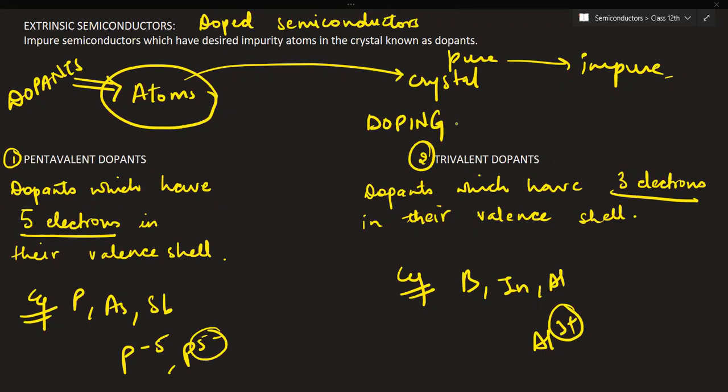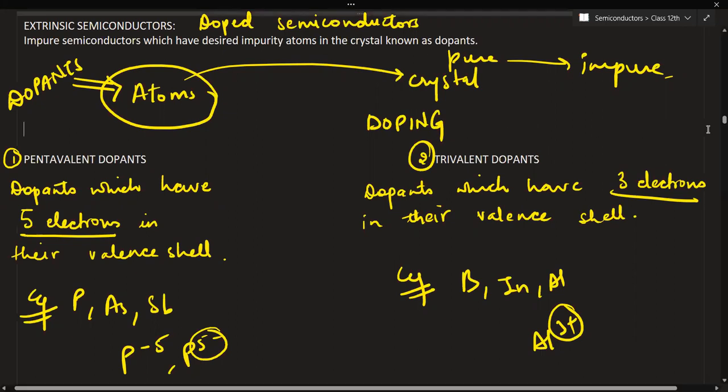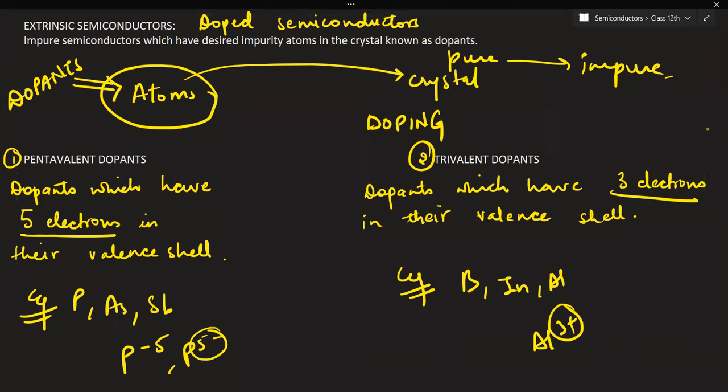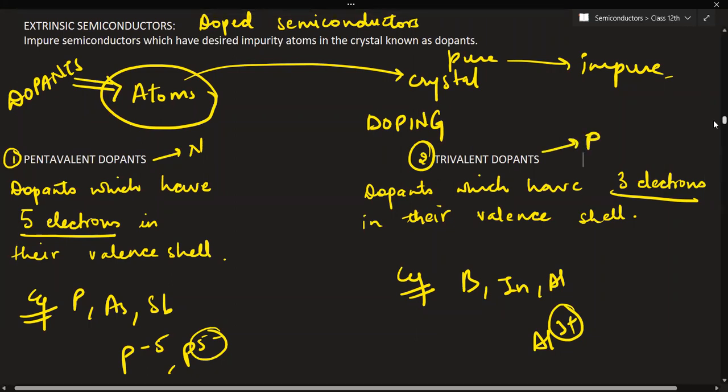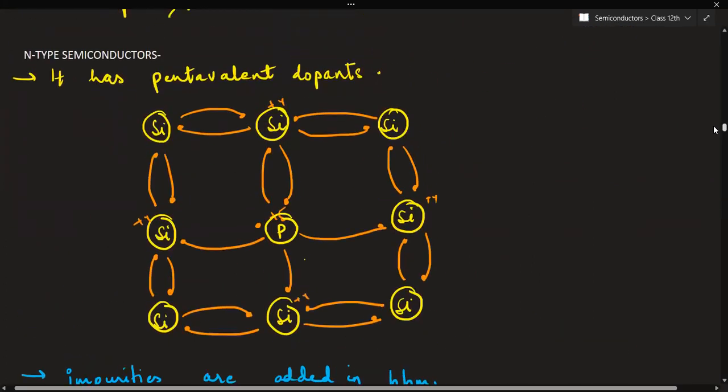Okay, let's start with N-type semiconductors. Now see, N-type are what? Just remember, if the pentavalents are used, you get N-type semiconductors. If trivalents are used, you get P-type semiconductors. That is just the difference that will come. Let us see the mechanism.